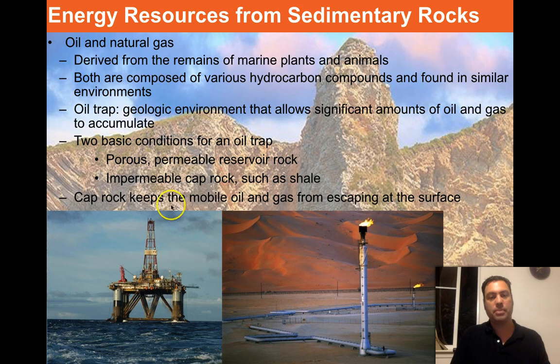The cap rock keeps the mobile oil and gas from escaping at the surface. So somewhere down below here is some type of rock that the oil can't get through. It's trapped down there. It wants to come to the surface, but it can't. And it's stored within a permeable reservoir rock, like a sandstone usually. Same thing here.